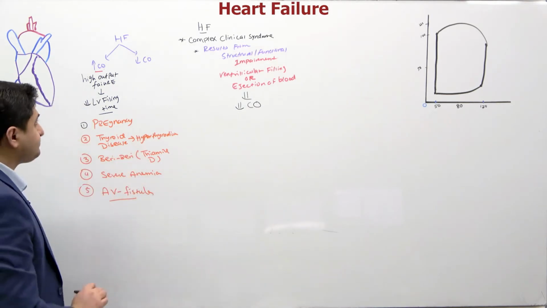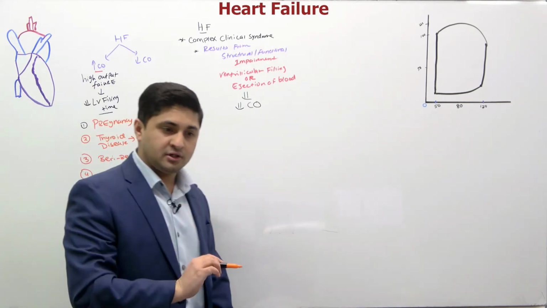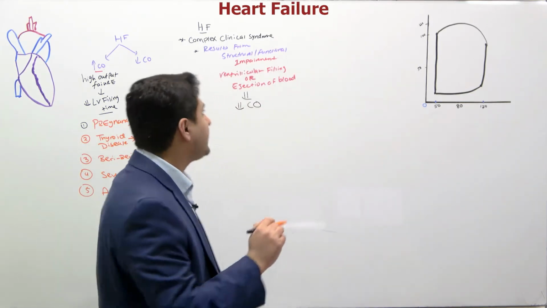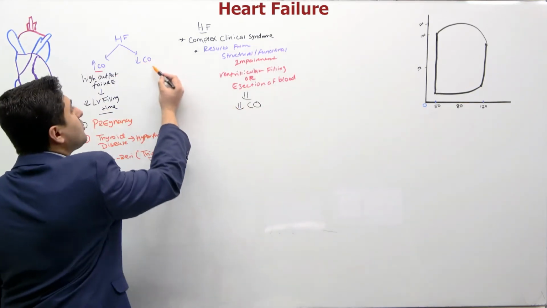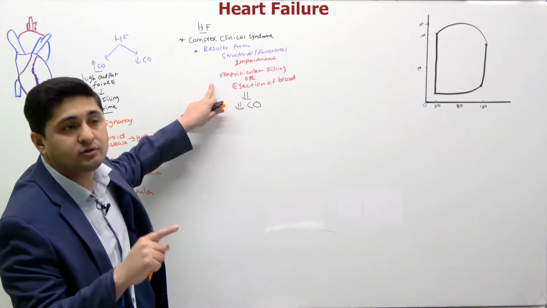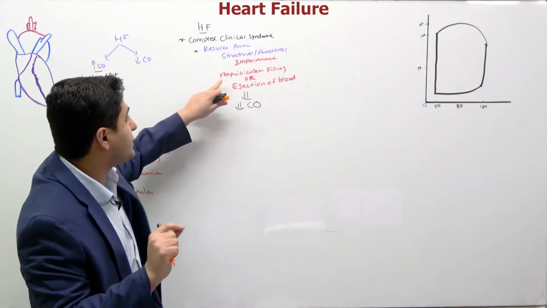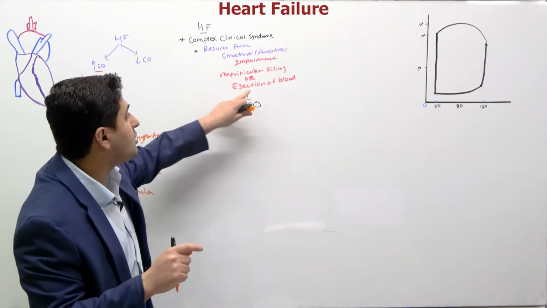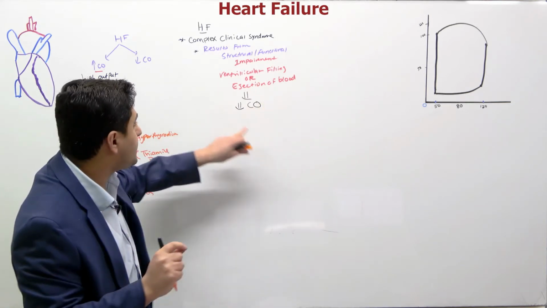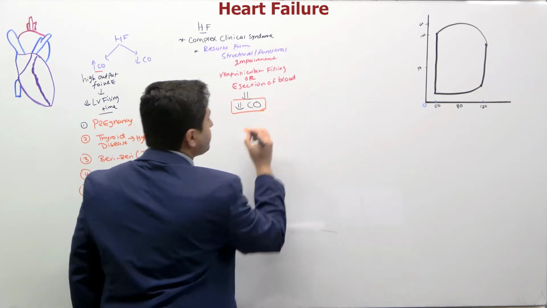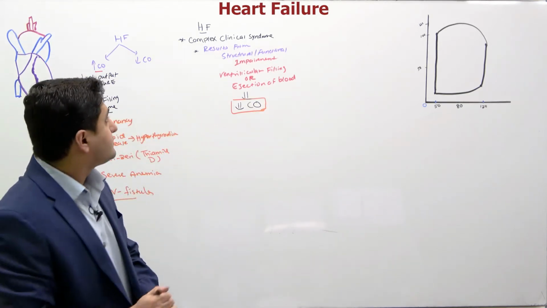This is the exception. But as I said earlier, whenever we talk about heart failure in general, we're actually talking about low cardiac output failure. And remember, usually it happens in the left ventricle. Either ventricular filling is a problem, or ejection of the blood is a problem, and that ultimately results in a decrease in cardiac output. This is what happens.